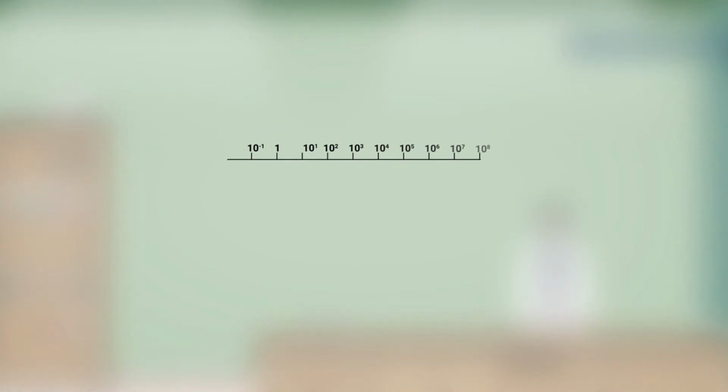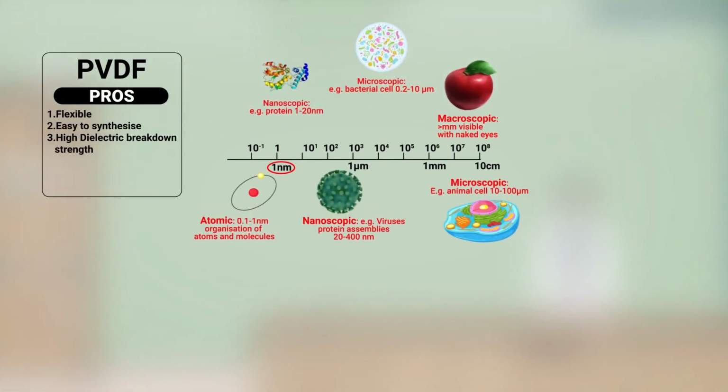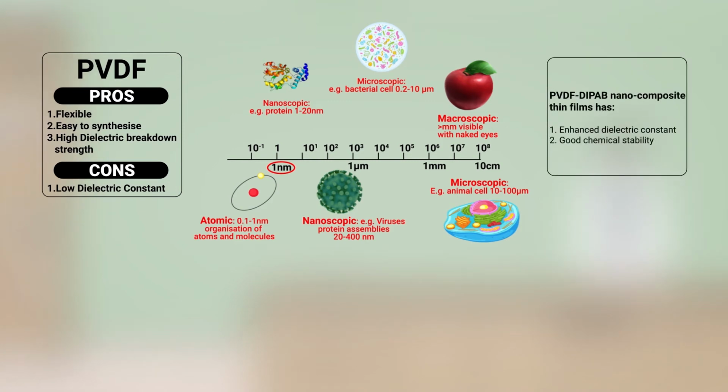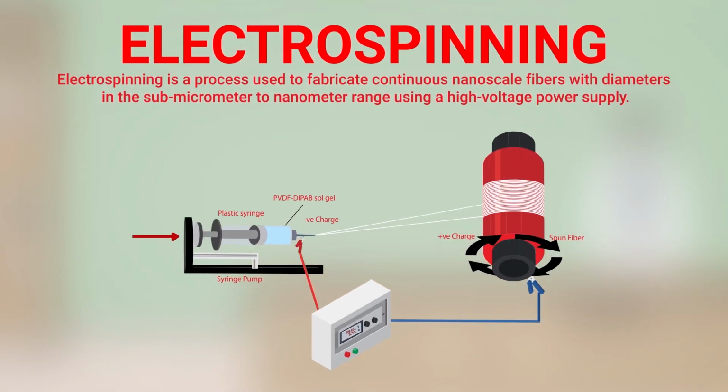The properties of the material change at the nanoscale. PVDF finds its use in flexible nanoelectronics, however, its low dielectric constant limits its usage. PVDF DIPAB nanocomposite thin films have previously shown enhanced dielectric strength and a good chemical stability. Electrospinning is a technique which uses electric force to produce ultrafine nanofibers.